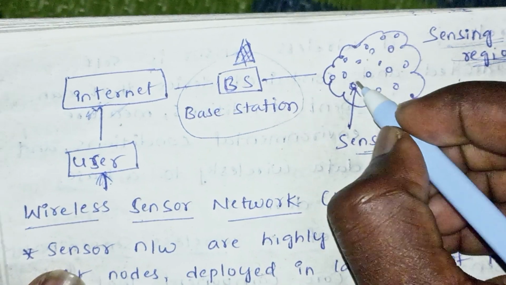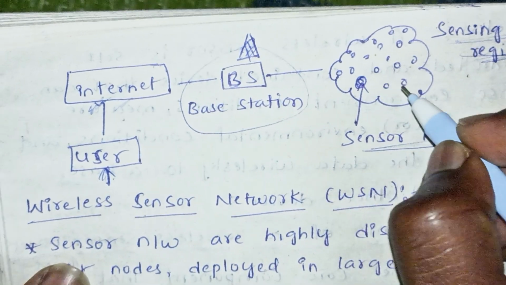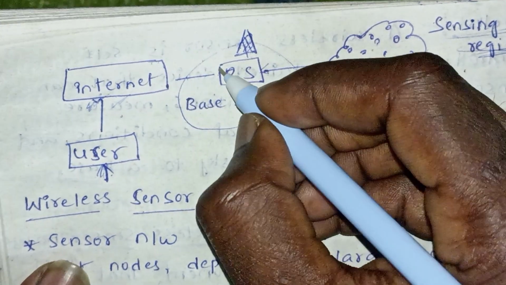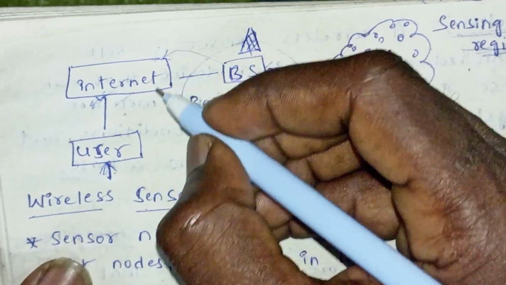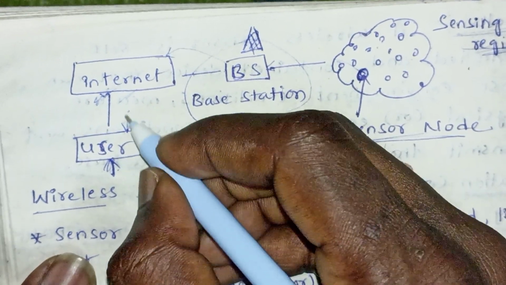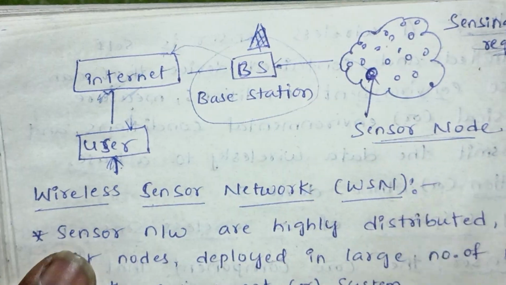These sensors can sense the environment and pass it to the base station. The base station can give the data to the internet, and the internet can give the details of the environment, or whatever the user needs. That data will be given to the user.